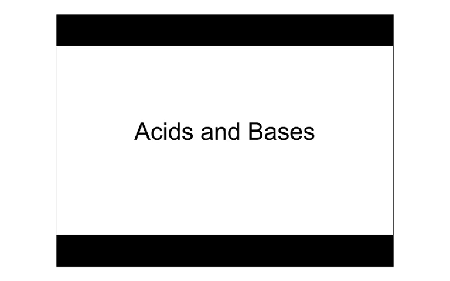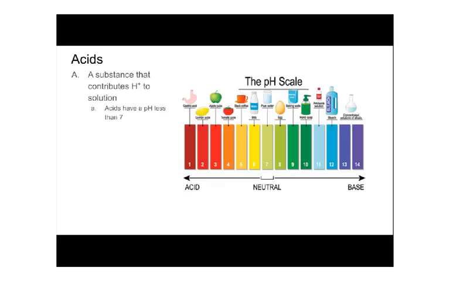Alrighty, acids and bases. So acids contribute an H ion, a hydrogen ion, to the solution, and they have a pH of less than 7. So these are all considered acidic. Some examples: most of your fruit juices are acidic. This says gastric acid, that's the same thing as stomach acid. Coffee is usually a little acidic. Milk, depending on what kind you get, can be basic, but it can also be acidic.